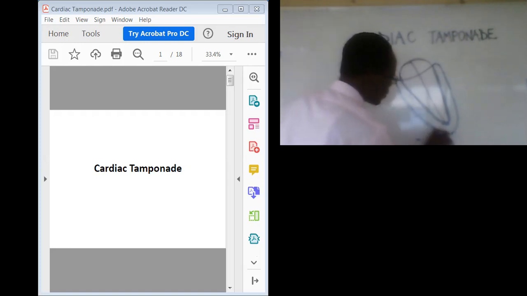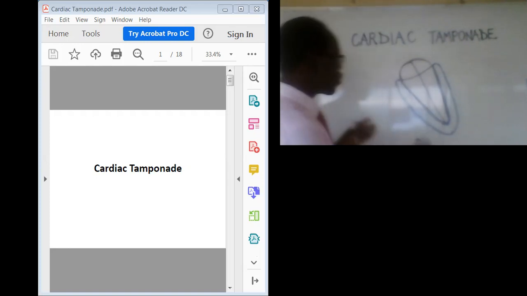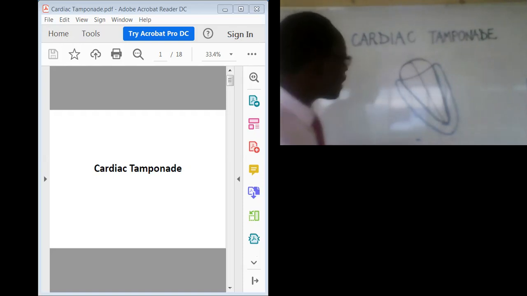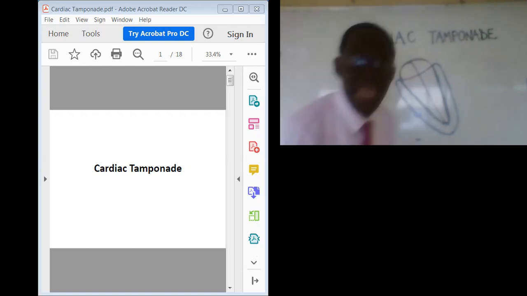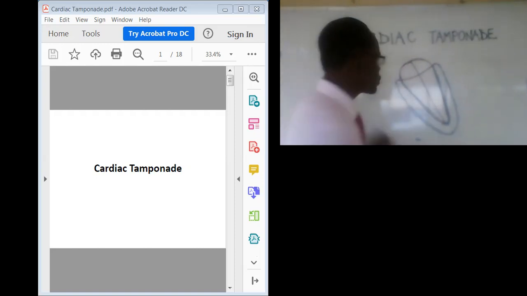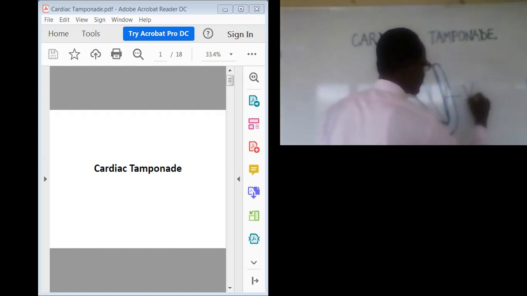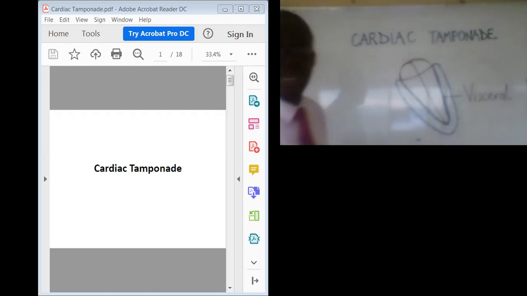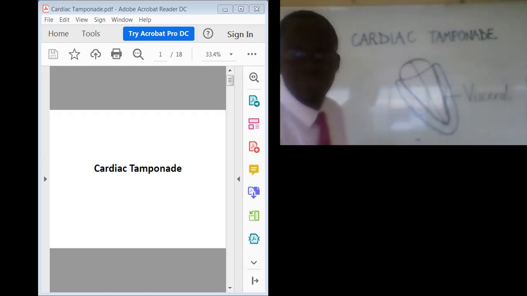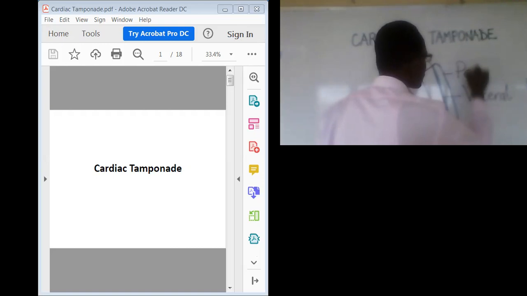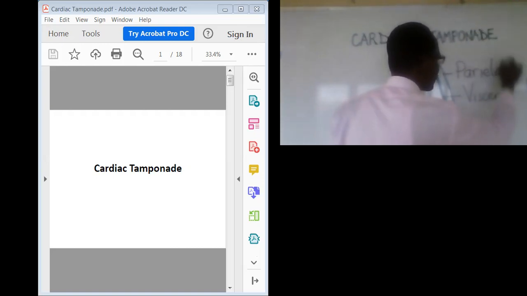So in other words, we have something like that. So we have this layer here, and then we have the outer layer there. Now, the innermost layer is what we refer to as the visceral pericardium. Now, the outermost is what we refer to as the parietal pericardium.